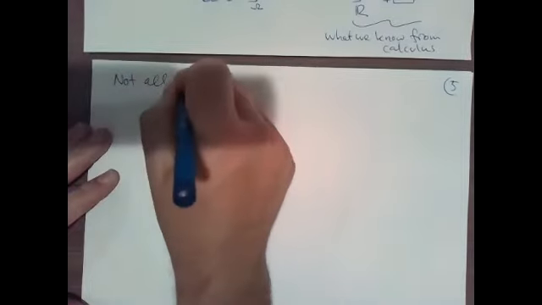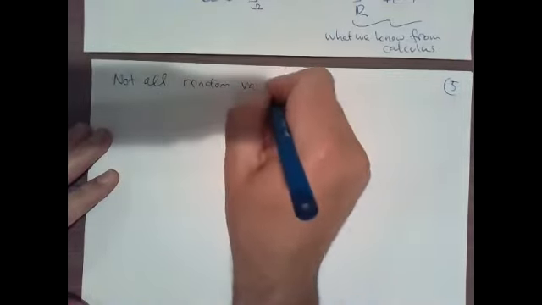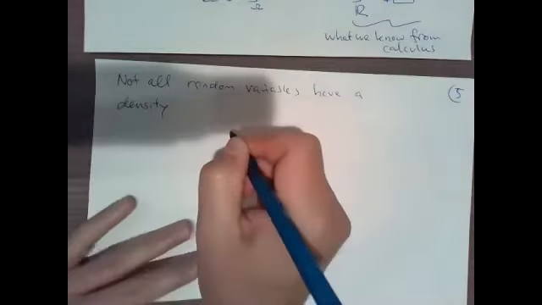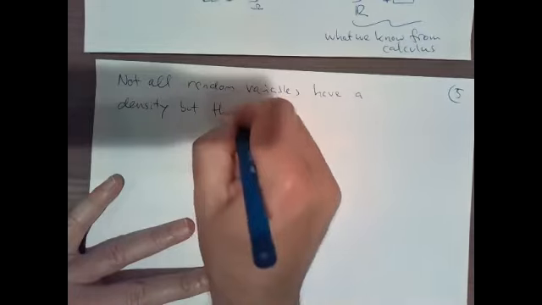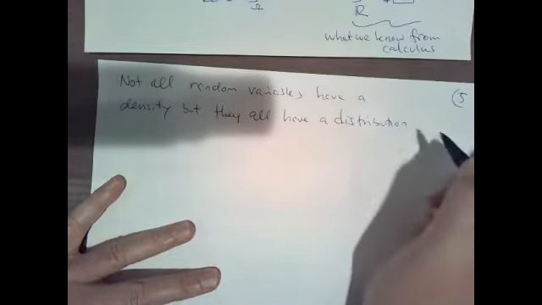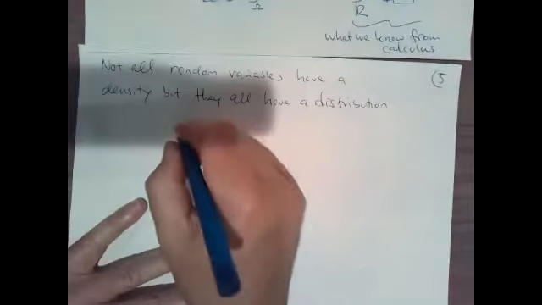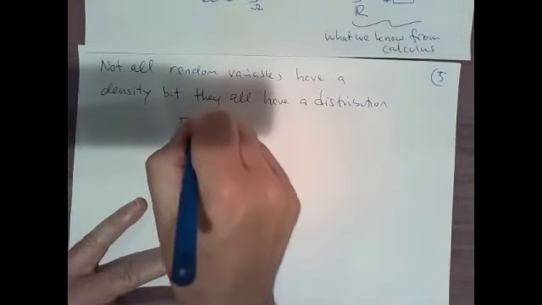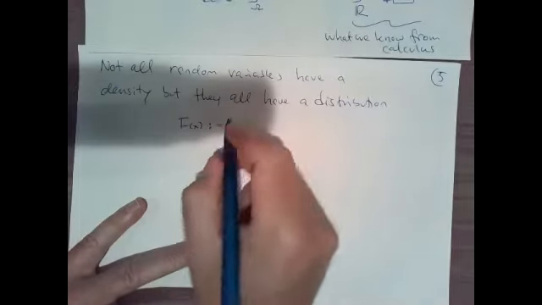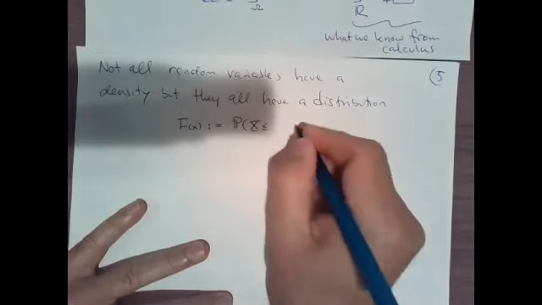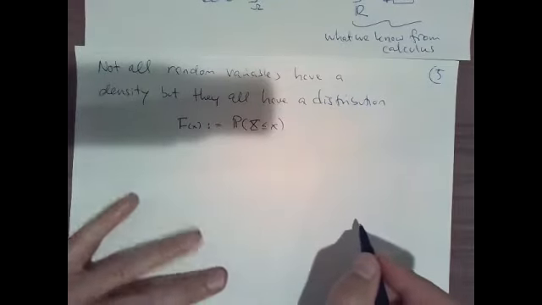So we should know that not all random variables have a density. But they all have a distribution. You all have a distribution. So we're used to seeing distributions being, what should we call them? We call them F. F of x, this is the distribution function. This is defined as the probability of X less than little x.